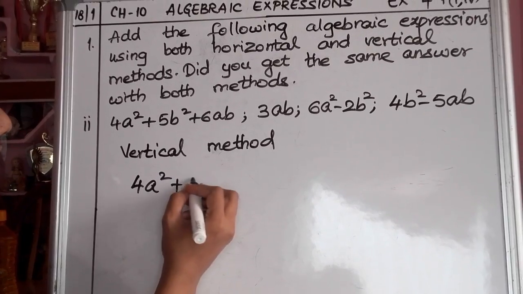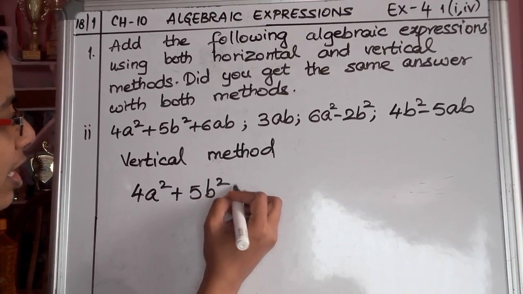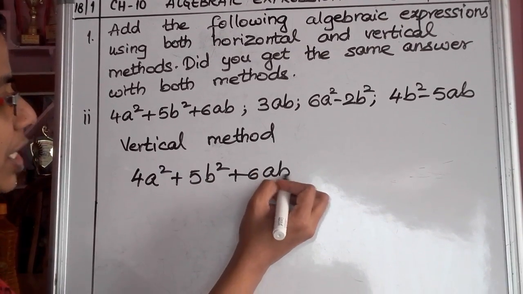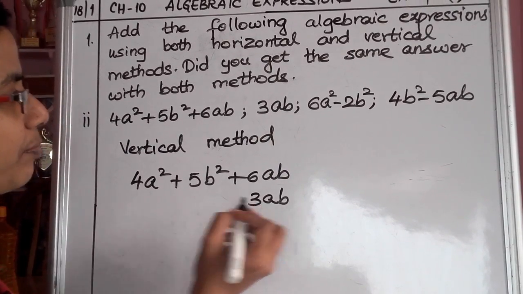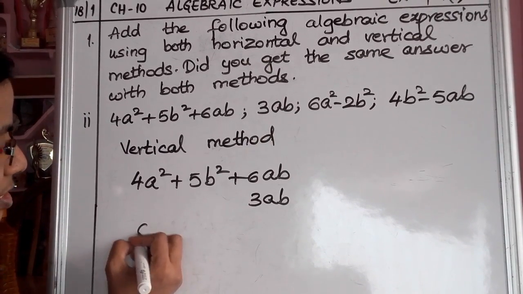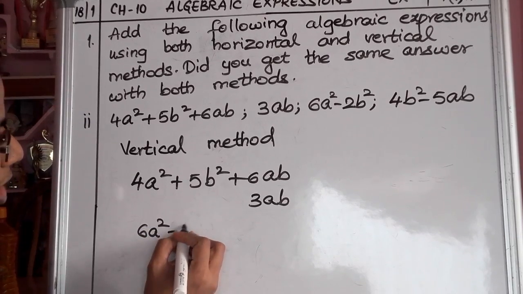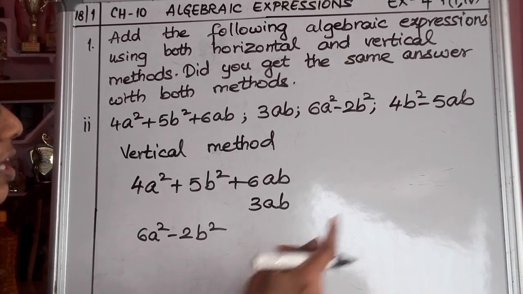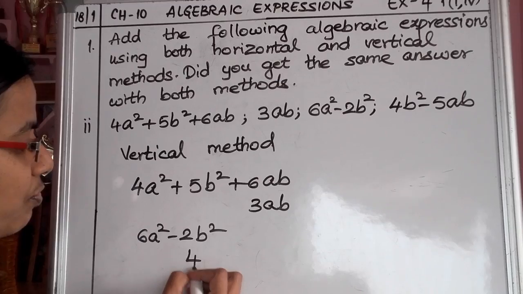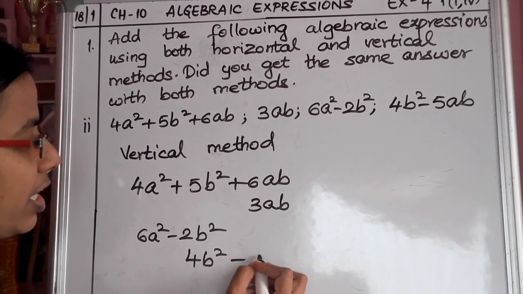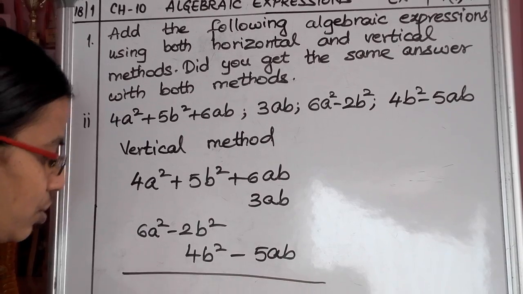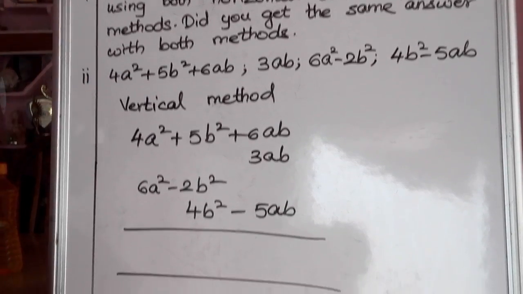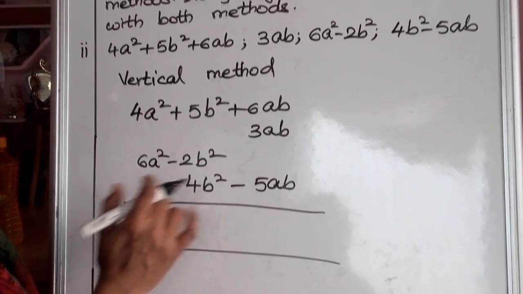4a square plus 5b square plus 6ab. Next expression is 3ab. Next one is 6a square minus 2b square. Next is 4b square minus 5ab. So 4 expressions are given for you. Now you have to solve.